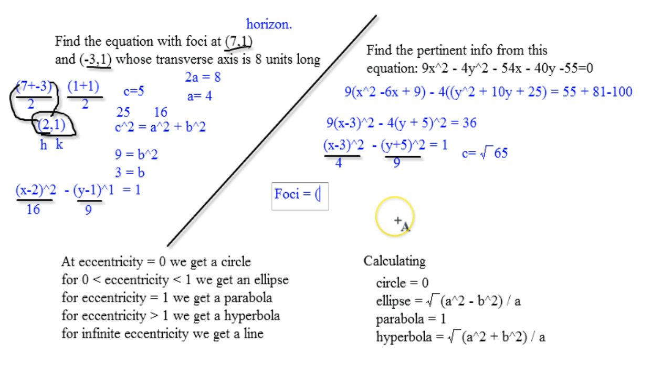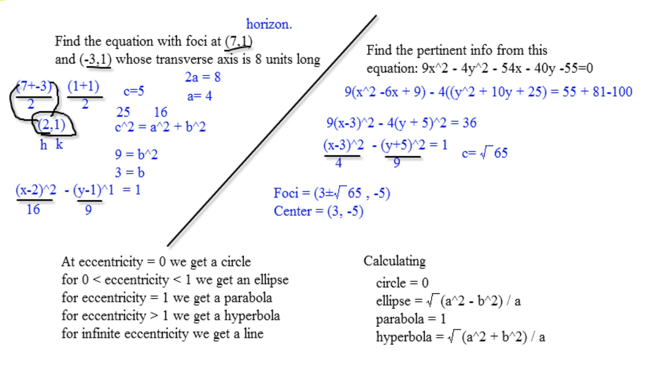Alright, so the foci here are actually going to be, let me see, so that's horizontal. So the center is going to be 3 plus or minus the square root of 65, comma, -5. So that's going to be the foci. The center is going to be 3 comma -5, so that's pretty simple.